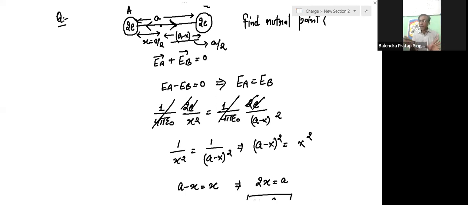If the magnitude of the charges is different, meaning one is 2e and one is e, or one is 2e and one is 4e, in that case the neutral point will shift. But if the magnitude of both charges is equal, then if you are considering a two-charge system, it will lie at the center, just between the separation of these two charges. Is it clear?